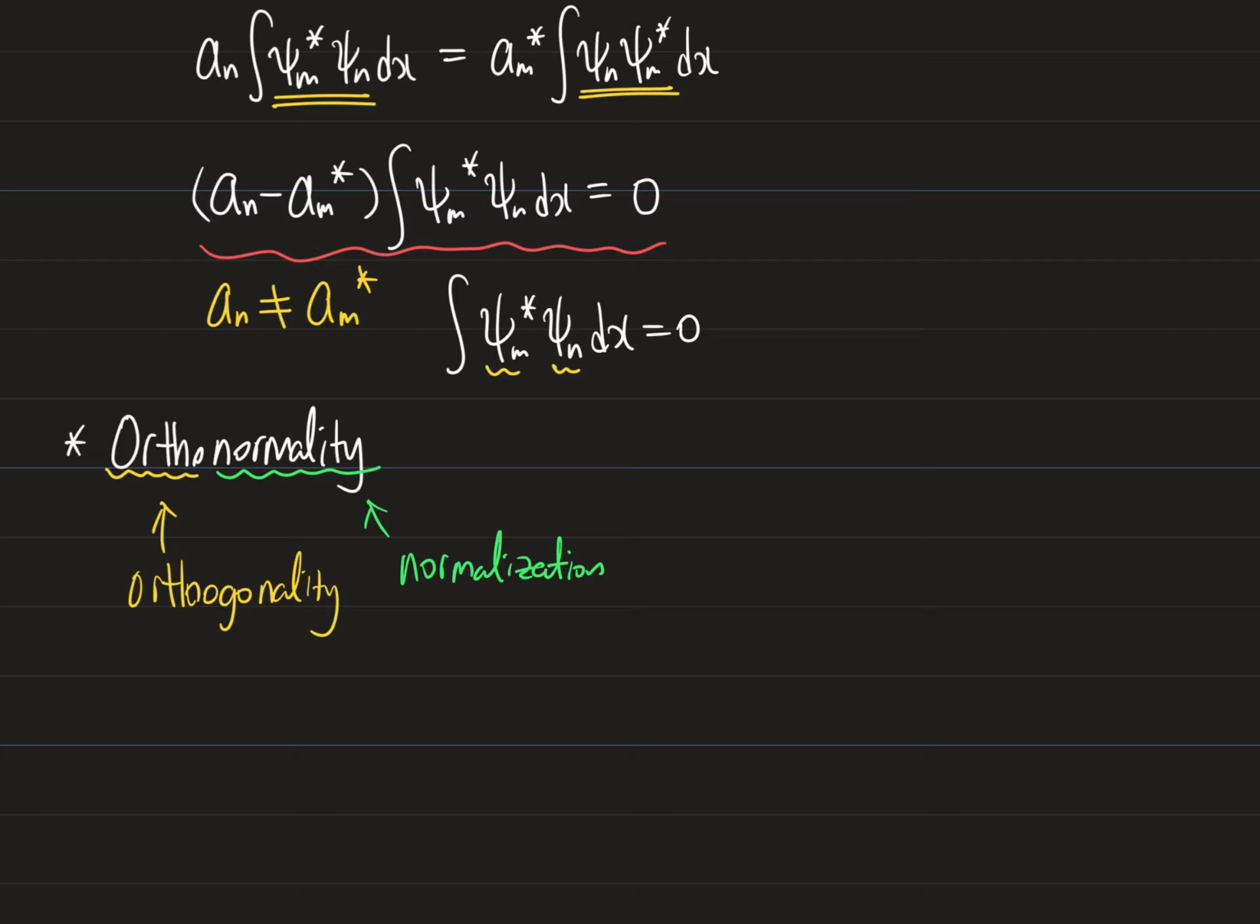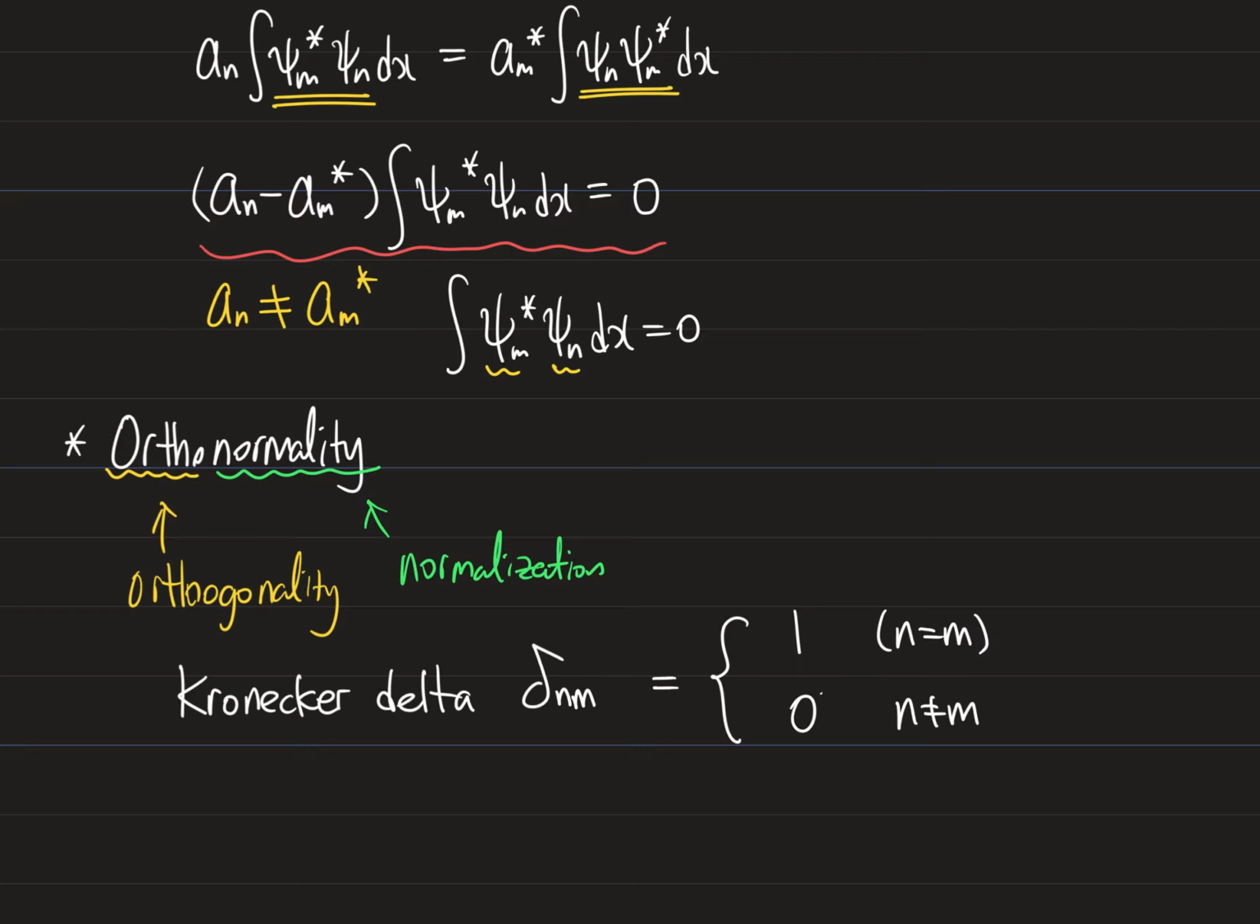So we can express the orthonormality in a very compact way using the Kronecker delta, delta nm. This is conceptually very similar to the Dirac delta function. It becomes 1 only when n equals m. Otherwise, it is 0.